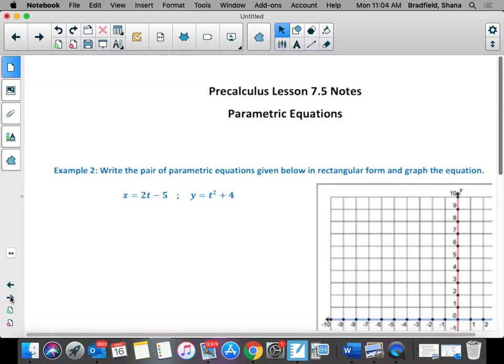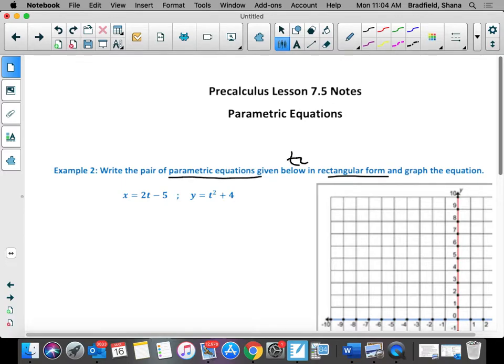Okay, so now let's look at it in rectangular form. And so I've got the same problem, but I'm going to change this to a rectangular equation. So in my steps before example 1, I talk through how to rewrite a parametric to a rectangular form. And so the first step is to solve for t in each equation. So I have x equals 2t minus 5, and I have y equals t squared plus 4.